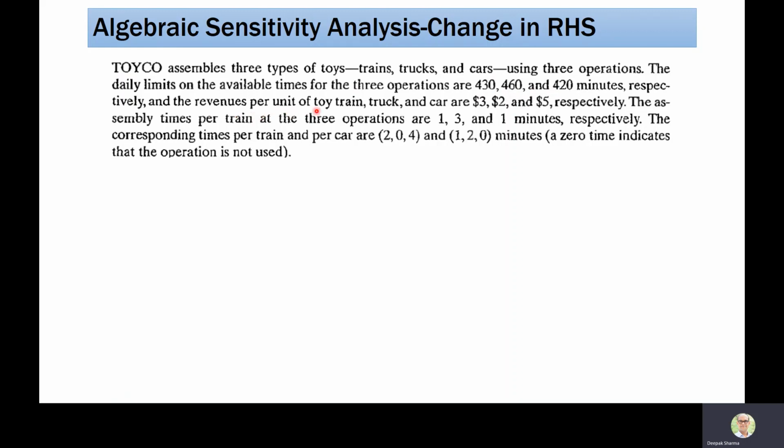The revenue per unit of toy train, truck, and the car are $3, $2, and $5 respectively. So these are the revenues, and we can understand that our objective function will be based on that. The assembly time per train at the three operations are 1, 3, and 1 minutes respectively. The corresponding times per truck are 0, 2, and 4 minutes, and per car are 1, 2, and 0 minutes. So 0 minutes indicates that the operation is not used.